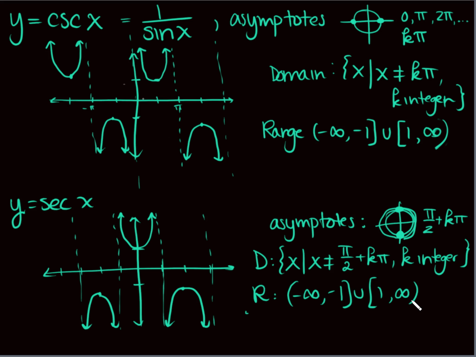So try those out, look at those. I'm more interested that you know how to graph sine, cosine, and tangent by hand. Cosecant and secant, I'll probably be a little bit more lenient on, maybe letting you use a calculator or something to graph those. And same thing with cotangent. So let's look at cotangent.